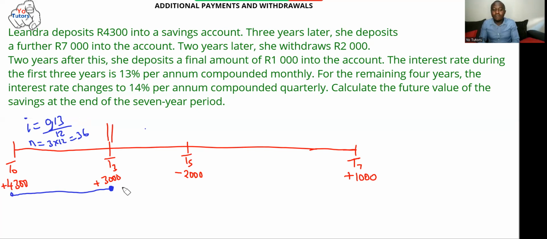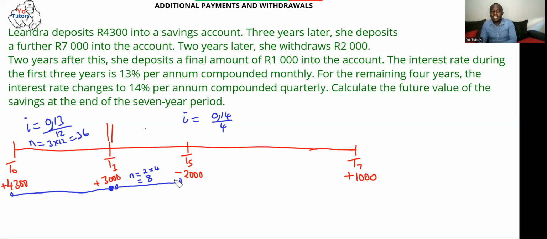Then from there, it grows further for 2 years. For the extra 2 years, we have the change in percentage. So our I in this case is compounded quarterly, so it's going to be 0.14 over 4. That's what we see. So for these 2 years, we are looking at the 4,300. Our N in this case is going to be 2 times 4, because it's 2 years but done quarterly, so it's equal to 8. So we know that it's going to accumulate. Then we find the accumulated amount for the 4,300.